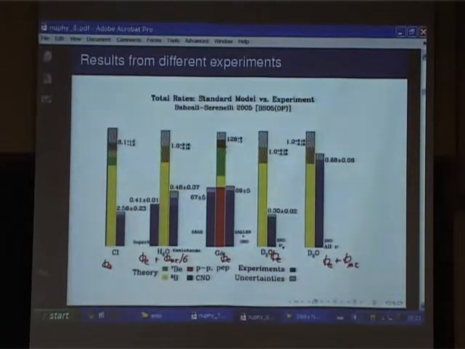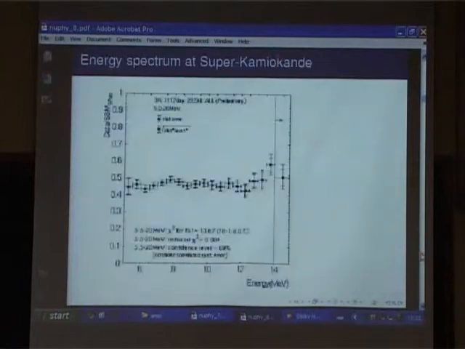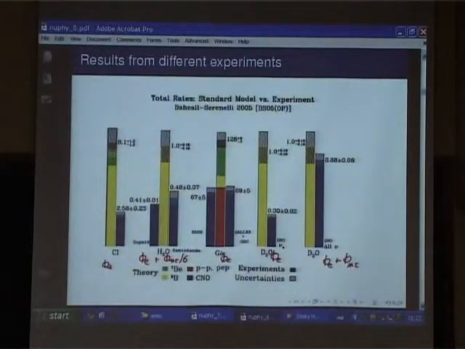The colors here correspond to fluxes coming from different reactions. Red stands for pp reactions, yellow stands for boron, and green stands for beryllium, and so on. Let's not go into details of that. This was another data, but this was only total flux.